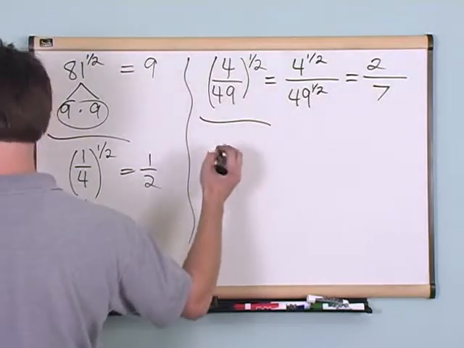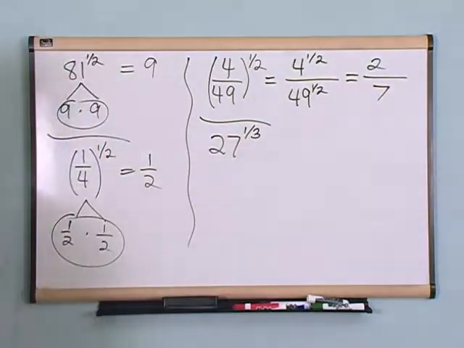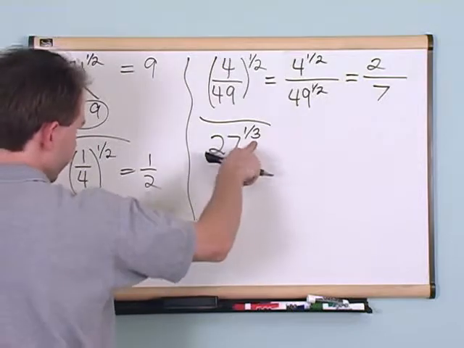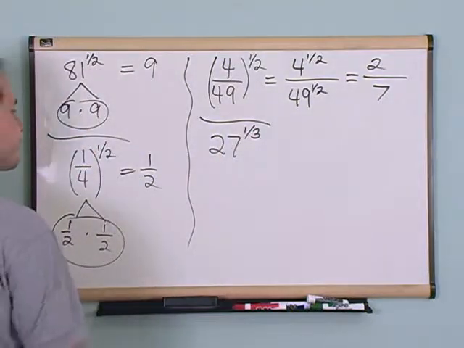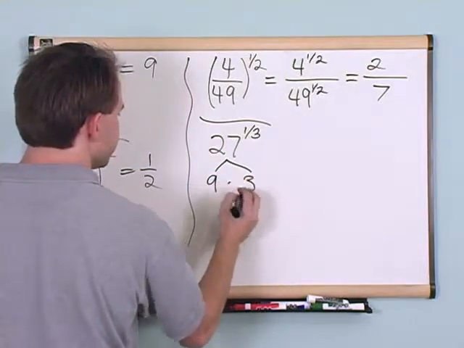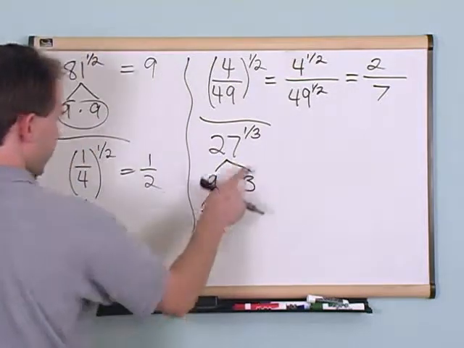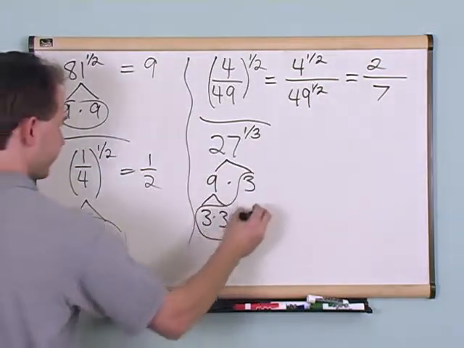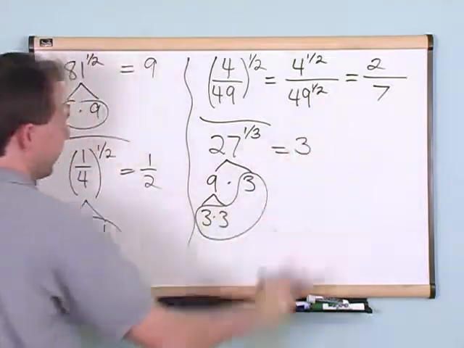What if you had something like 27 to the 1/3 power? Well, this is not a square root. This is a cube root, and it tells you right here, the 3 means cube root. So, 27 is 9 times 3, and 9 is 3 times 3. Because it's a cube root, I'm looking for groups of 3, which I just found, so I pull the 3 out, and that's just 3, just like that.